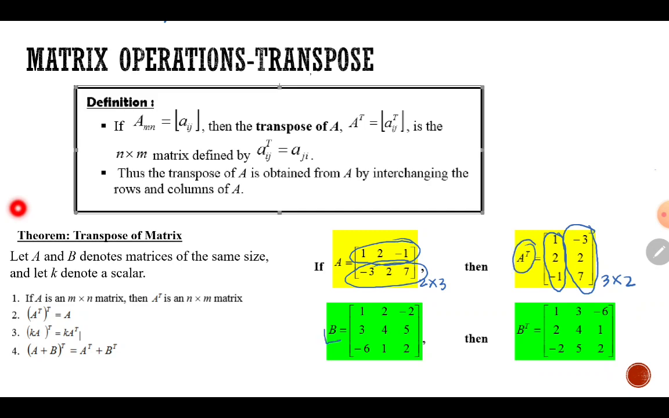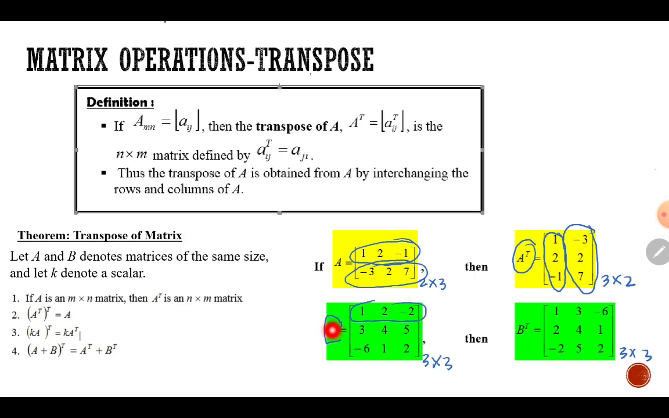Okay, for matrix B, this time the size, since it is a square matrix, is 3 times 3. So its transpose, if you change row to column and column to row, the size still remains the same. 3 times 3 because it's a square matrix. Number of rows equals number of columns, right? So if you look here, it's the same too.